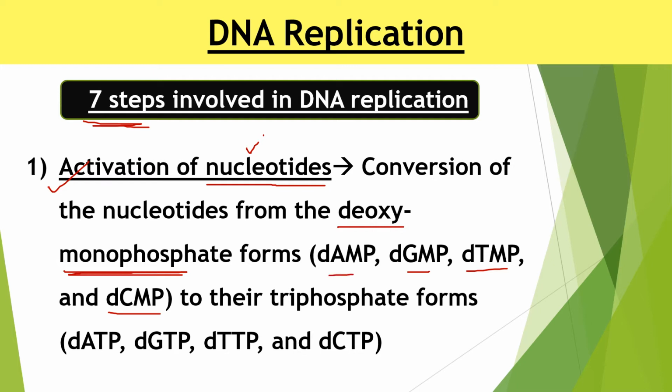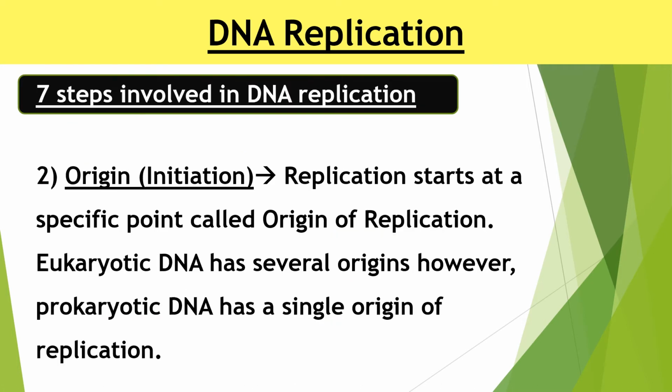So these monophosphate forms have to first get converted into the triphosphate forms. That is, we have to make deoxy ATP, deoxy GTP, deoxy TTP, and deoxy CTP. That's the first step. Next is to find the origin of replication.